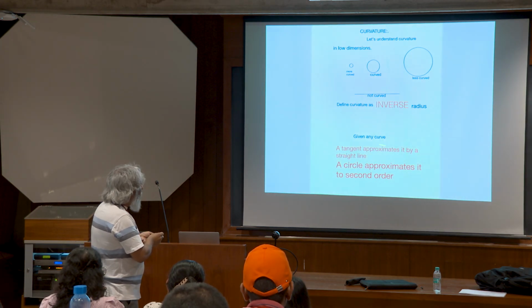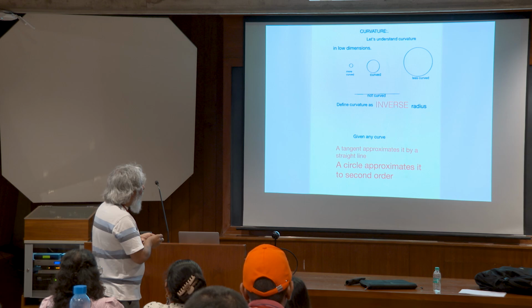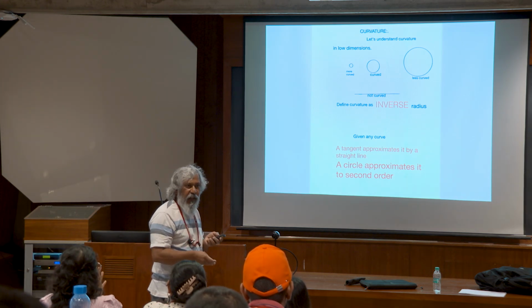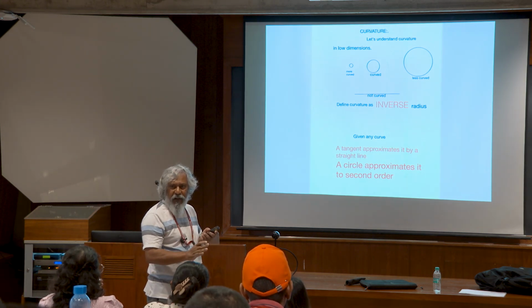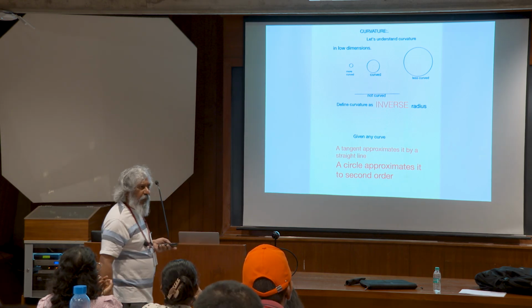So that is one approximation to that curve. A circle approximates it to second order, and its curvature resides in the second order. To first order, all lines are straight. To second order, there's a curvature, which could be 0 or non-zero.